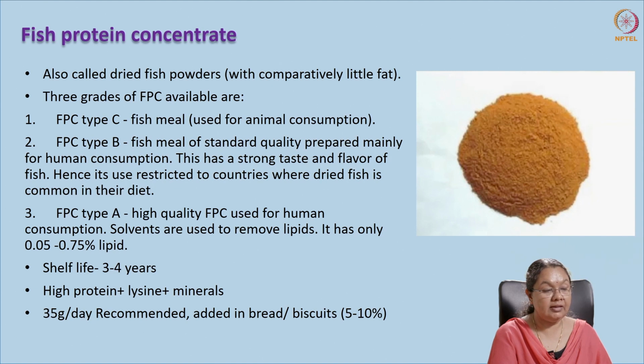And usually the fish protein concentrate has a shelf life of 3 to 4 years, and it is rich in protein. Of course, as the name goes, it is a concentrated protein, but it also contains lysine and minerals. The recommended level is 35 grams per day, but we also find applications of fish protein in breads. Sometimes they add 5 to 10% of fish protein concentrate in breads and biscuits. If it is added, it will be labeled in the nutritional label.